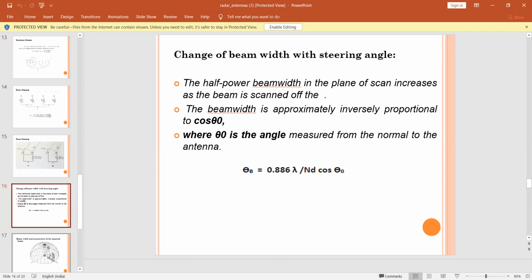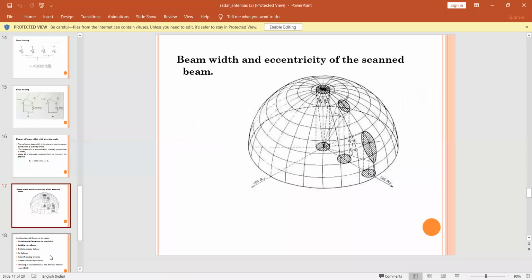This is a figure which you come across, showing the beam width and intensity of the beam scanned. So how the beam width is scanned, a simple example is considered.